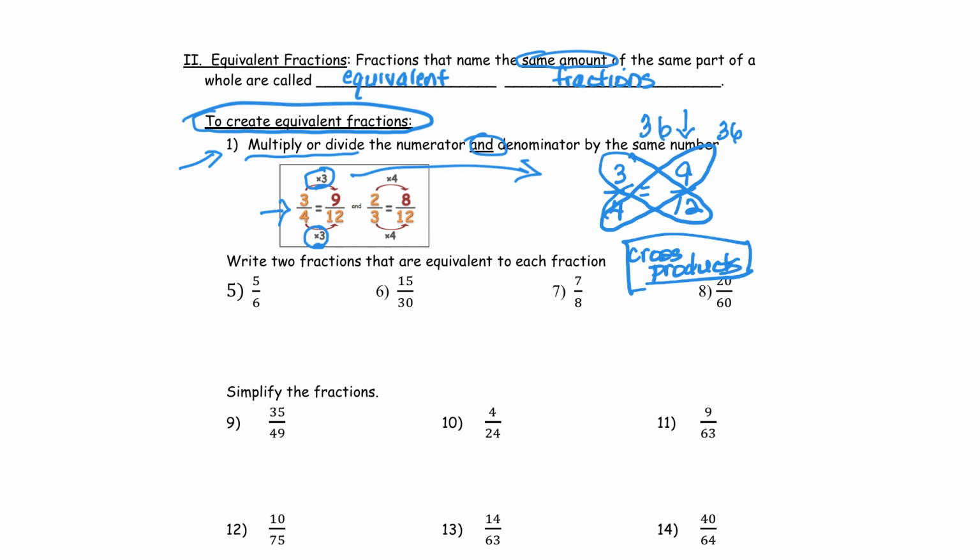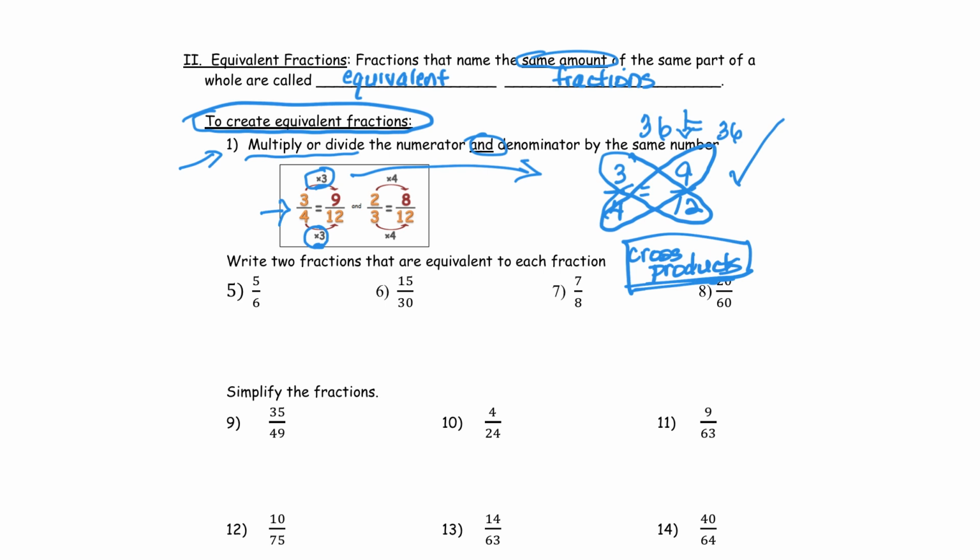So when I see that the cross products are equal, is 36 equal to 36? Yes, it is. That means that the fractions are equivalent. So when the cross products are equivalent, that's another way that you can check to see if fractions are equivalent or equal. Let's look at the next one.